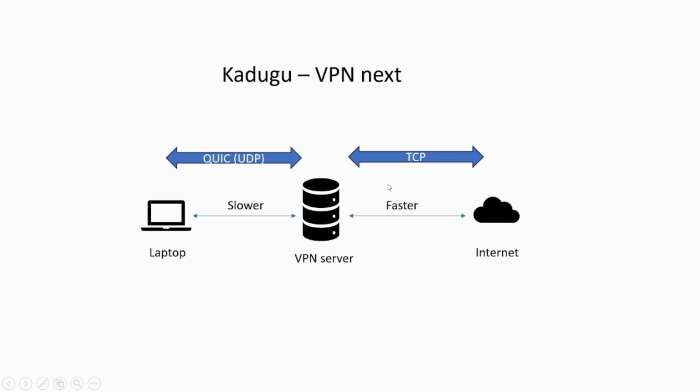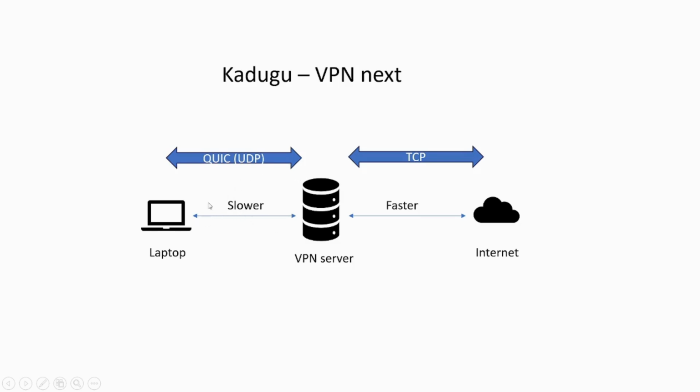So how this Kadugu VPN solution solves this is that it splits the connection into two. There is one TCP connection established between the VPN server and the internet server, like Google, Yahoo, and YouTube. And from the laptop to the VPN, there is a different connection. It does not use TCP, it uses UDP, and it's built over the QUIC protocol. So this is much more optimized to work for wireless networks, and it gives higher bandwidth.